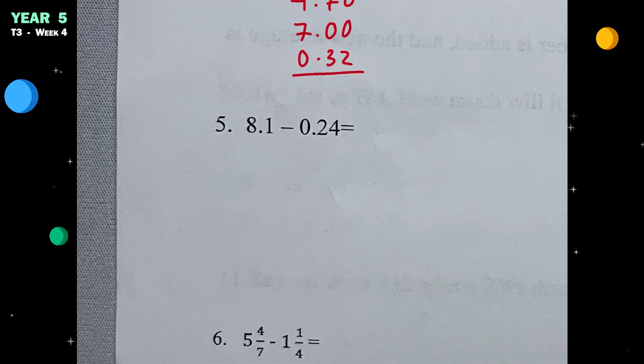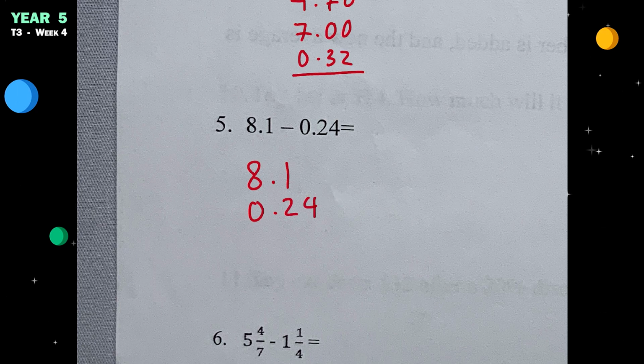Next one is you got subtraction, so 8.1 take away 0.24. Anything without a number will be a 0. You can work it out yourself.